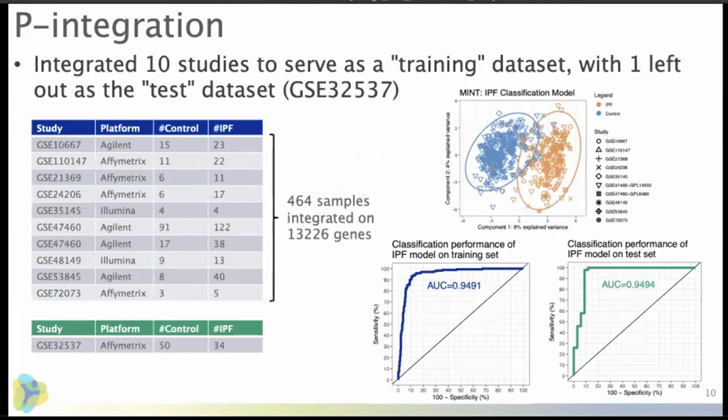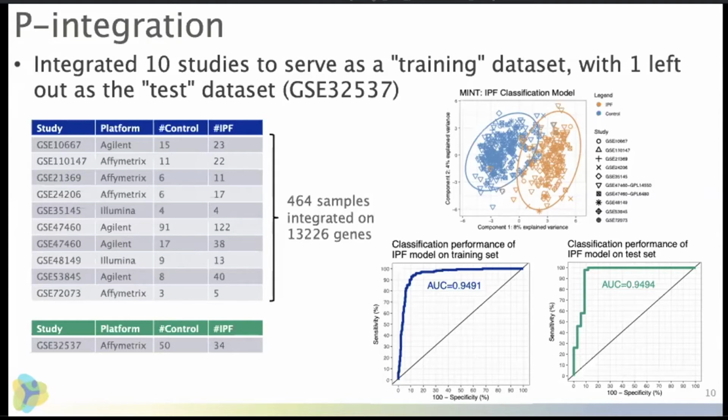Out of the 11 data sets that we identified, we split up 10 as our training set and left 1 out as a test set. Because this is P integration, we had to find variables that were shared between all the data sets. And so in this case, we identified 13,226 genes that were measured by each of the studies. So we've integrated the studies just based on those genes.